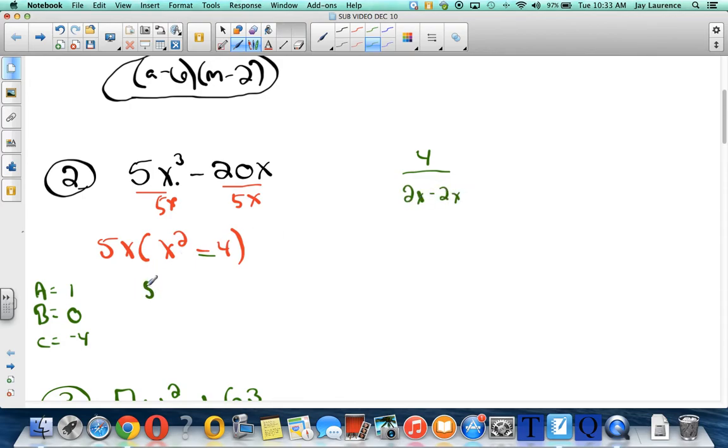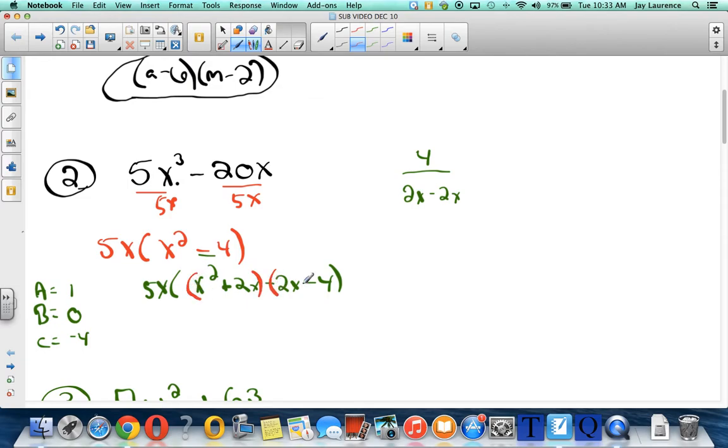And so I'm going to have the 5x times the quantity of x squared plus 2x minus 2x minus 4. And there we go. And now I'm ready to do some grouping, right? I'm going to group these 2.